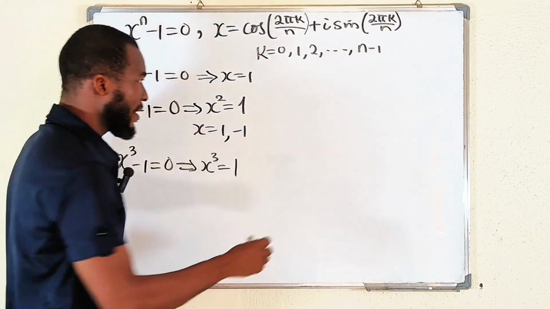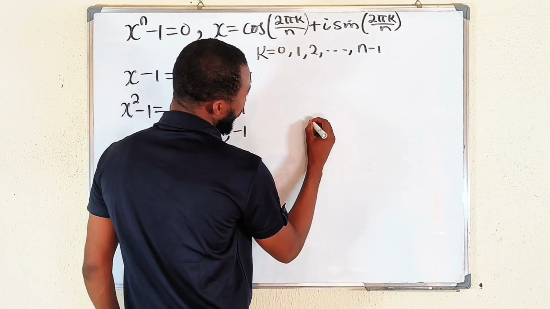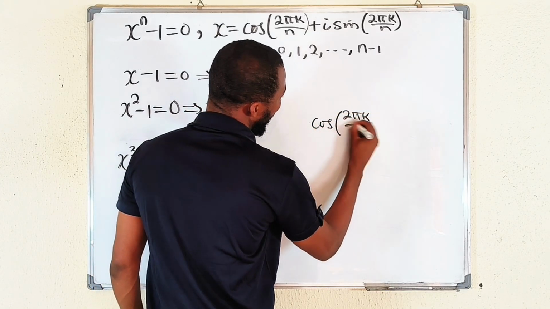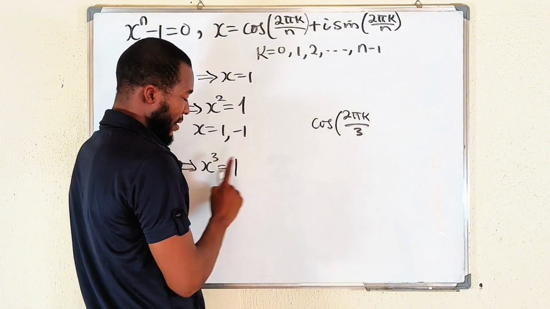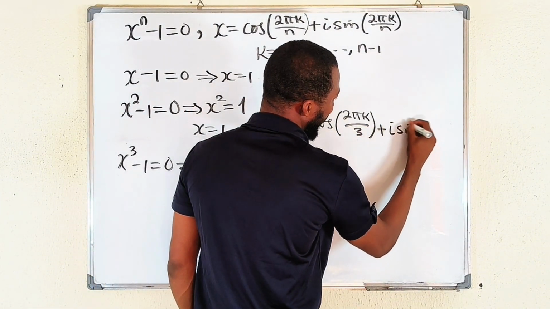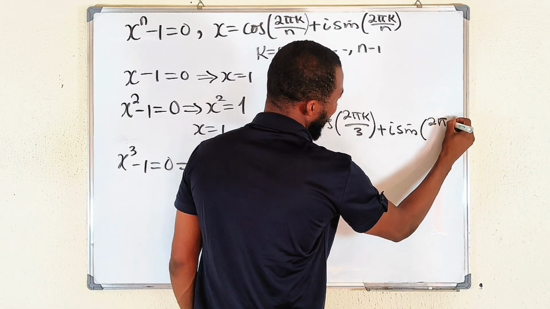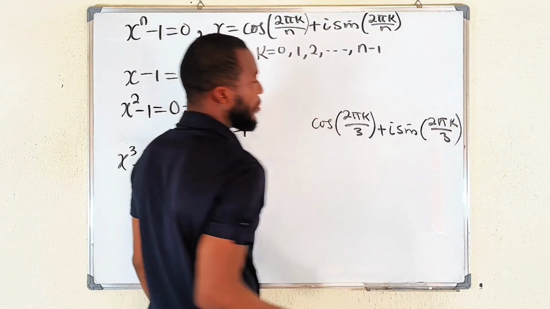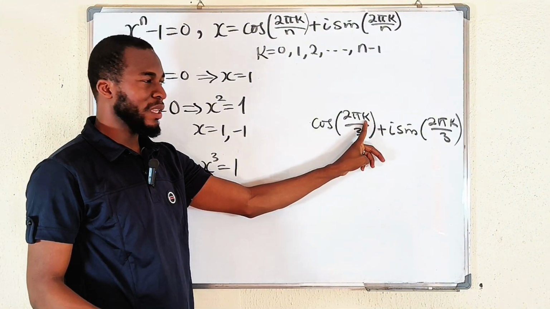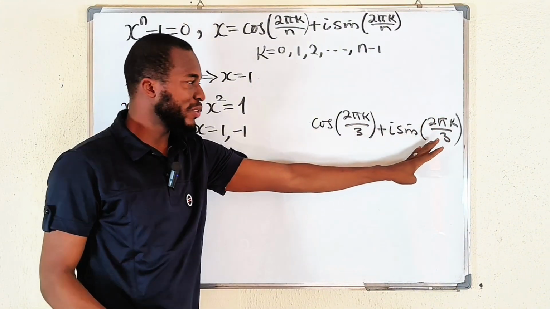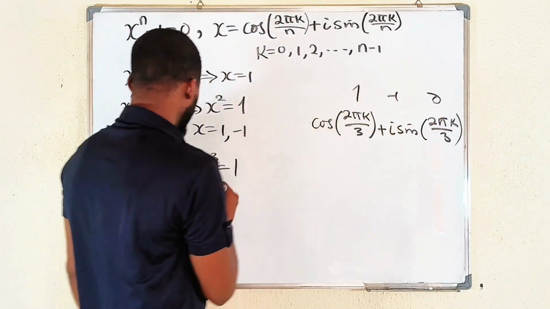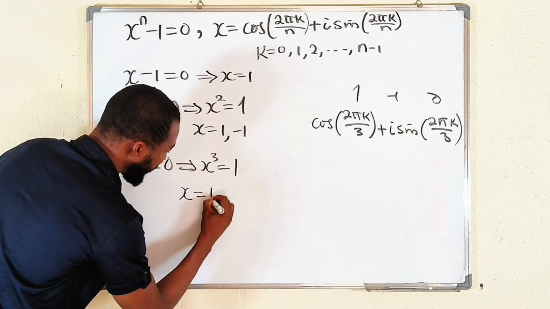When n is 3, this is what we are going to have: cosine of 2 pi k divided by 3, because n is 3, plus i sine of 2 pi k divided by 3 as well. But remember, k starts from 0. So if you substitute 0 here, everything here will be 0, this will be 1, this will be 0. If you add, you're going to get 1. So you see that x equal to 1 is a valid solution.